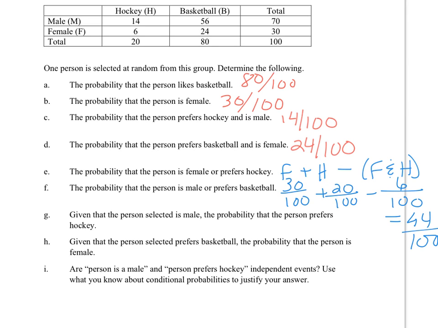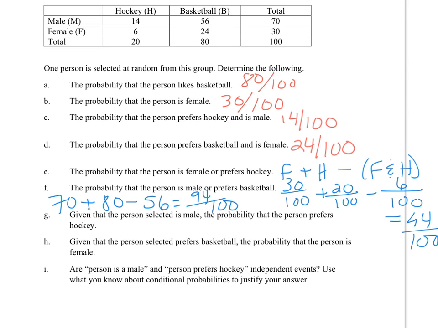Okay, given that the person is male, means now my denominator, oh wait, sorry, I'm skipping F. Male or basketball. Okay, so I'm going to do total males plus total basketball minus male basketball. And they're all out of 100. So that's going to give me 94 out of 100.